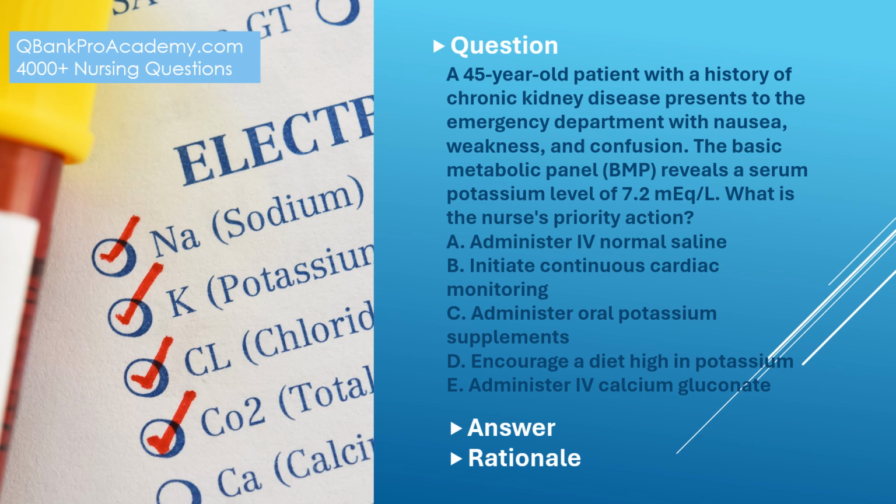Question: A 45-year-old patient with a history of chronic kidney disease presents to the emergency department with nausea, weakness, and confusion. The basic metabolic panel, BMP, reveals a serum potassium level of 7.2 mg/L. What is the nurse's priority action?